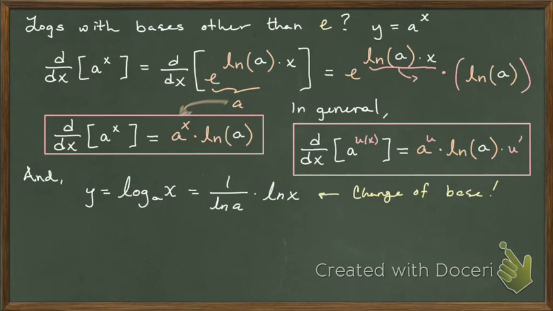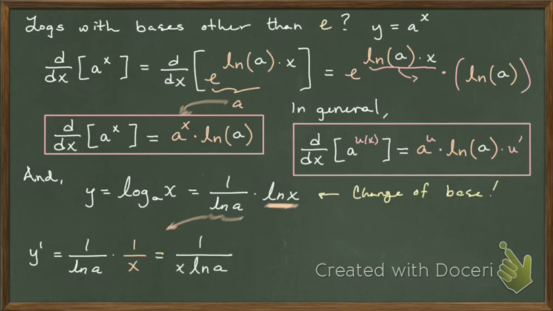Similar to what we just did with a to the x, natural log of a is just a constant. So 1 over the natural log of a is also a constant. When we go to take our derivative here, y prime, we have the constant, 1 over natural log of a, times the derivative of natural log of x. Derivative of natural log of x is 1 over x. Okay? So there's our general formula here. We just rewrite it. Typically it's seen as 1 over x natural log of a.